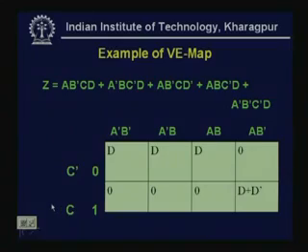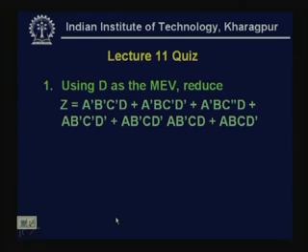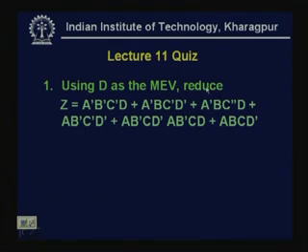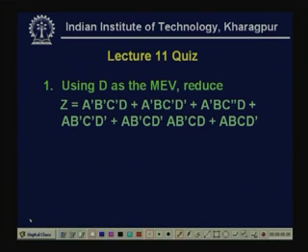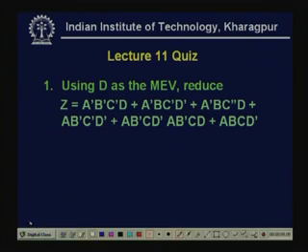So now today's quiz problem: using D as the MEV, reduce Z equal to A dash B dash C dash D plus A dash B C dash D dash plus A dash B C dash D plus A B dash C dash D dash plus A B dash C D dash plus A B dash C D plus A B C D dash.